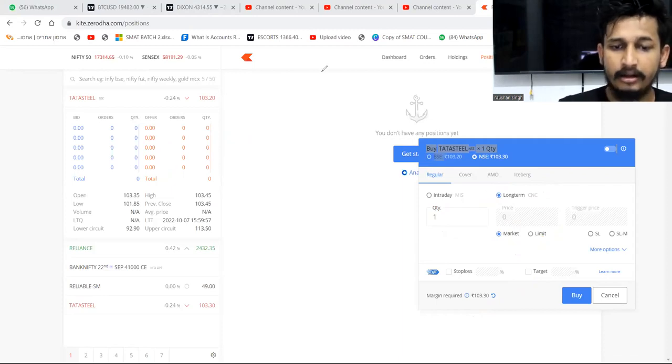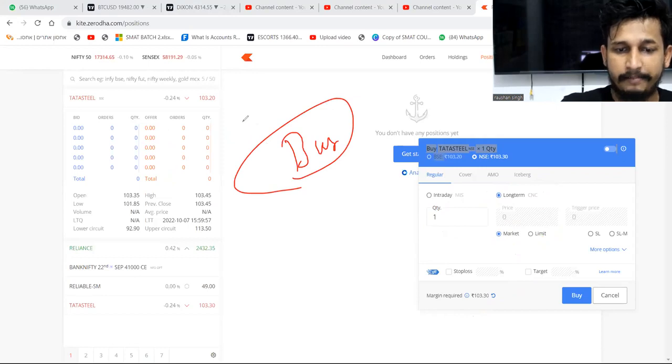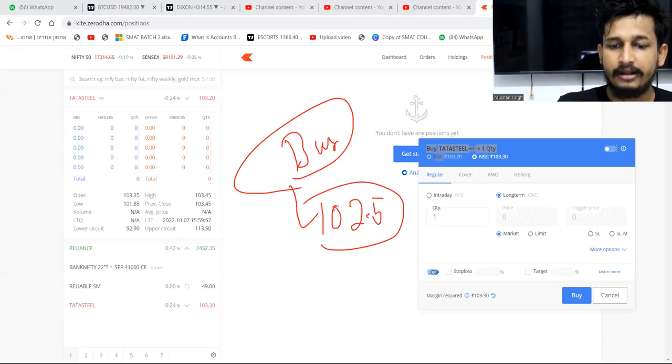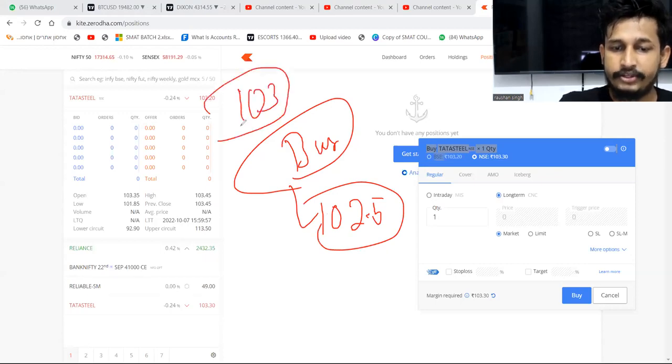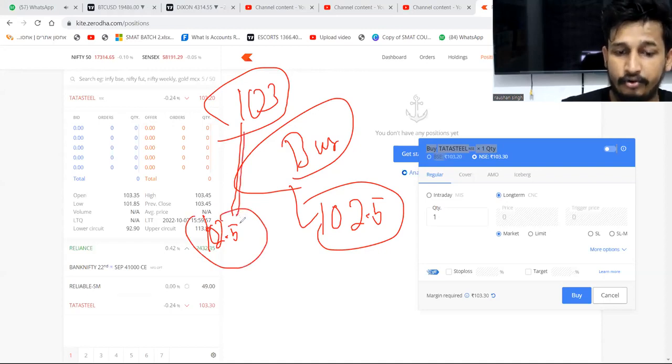Now over here, let's say I'm placing a buy order, it will take some time. Let's say I have placed a buy order at 102.5, and right now the market is at 103. If the Tata Steel prices come down to 102.5, the order will be executed.